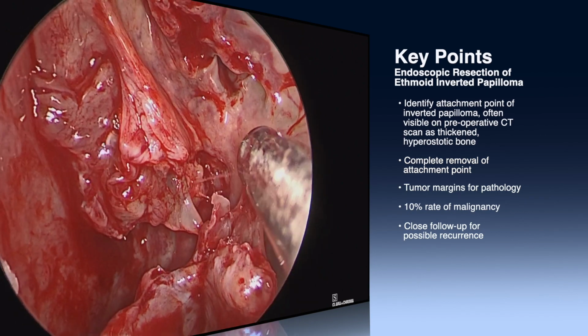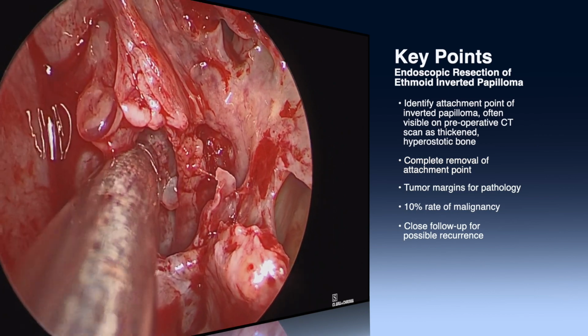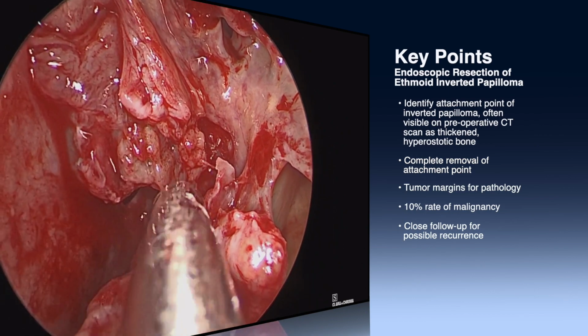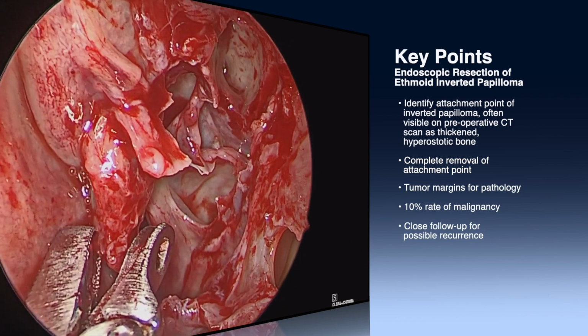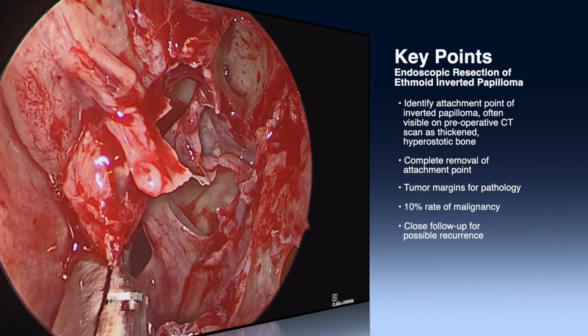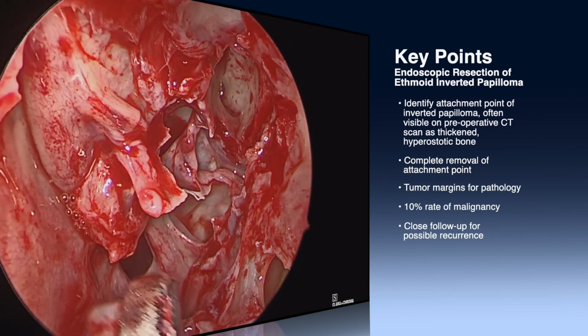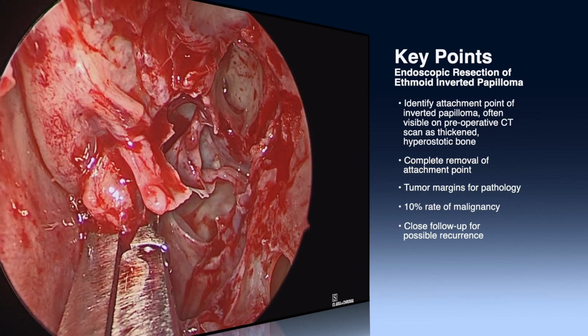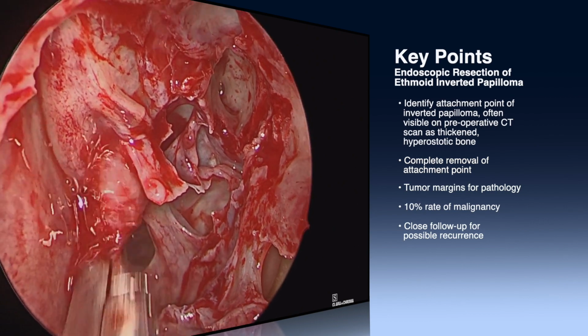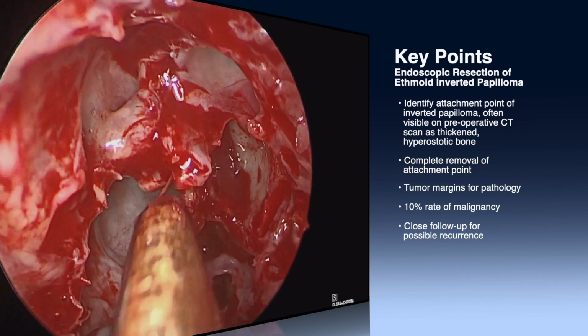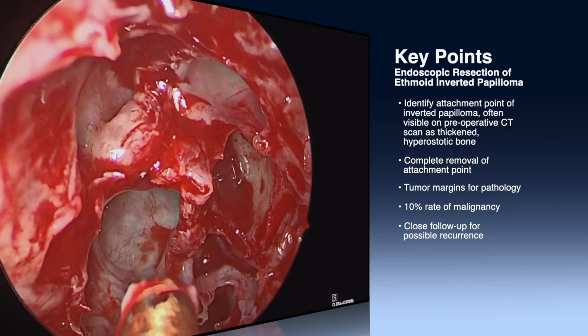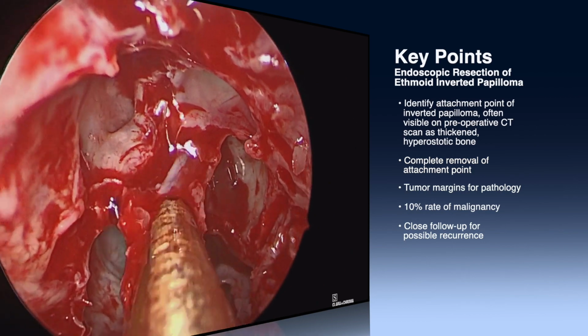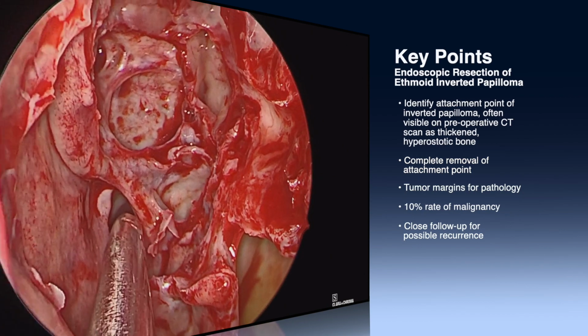I do like to send margins, mucosal margins of the tumor, for pathology to ensure there's no additional mucosal attachments in these areas. It's also important to have the entirety of the tumor assessed with pathology, as roughly 10% of these can have some malignant transformation on final pathology. And then lastly, long-term follow-up is very important, as there are historically high rates of local recurrence of these benign but locally aggressive tumors.